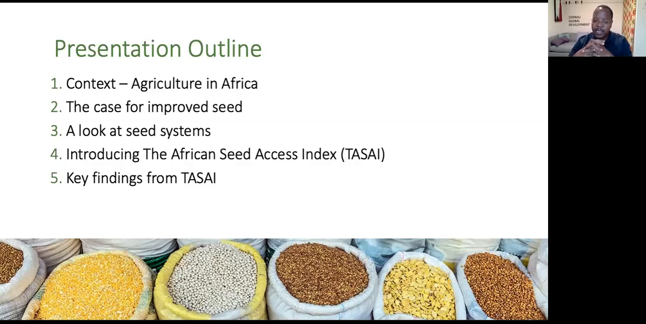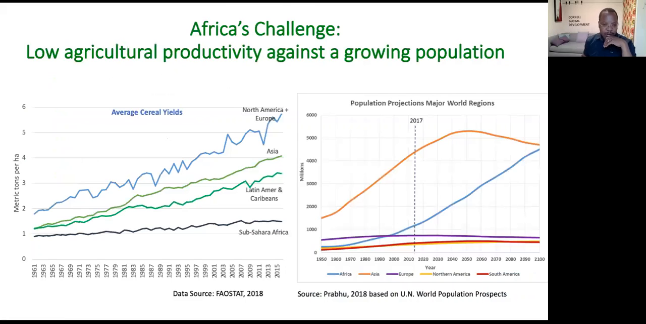Improved seed just generally means seed that has gone through some breeding program to make it perform better. Often this is done in public research institutions, but it's not GMO. It can be GMO, but it's not necessarily GMO. It can be hybrid, it can be open pollinated, but it's any seed that has gone through a formal breeding program to make it perform better in one way or the other. So let's get started then.